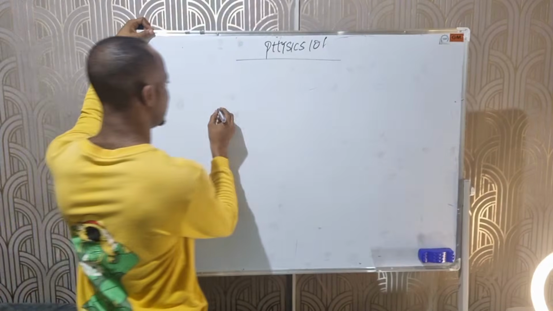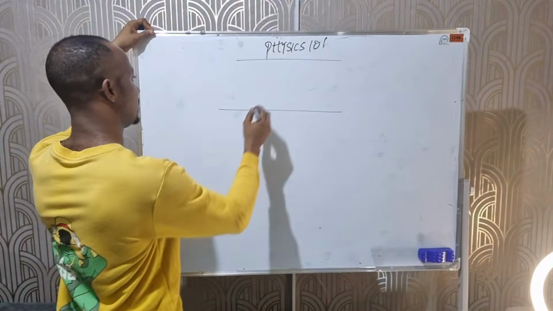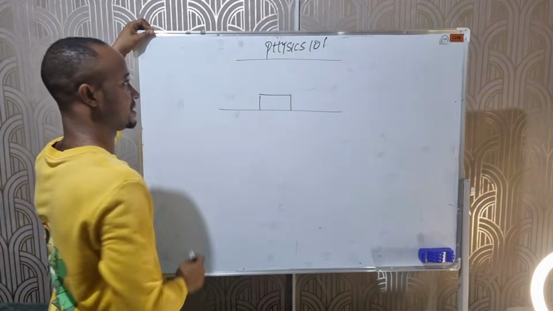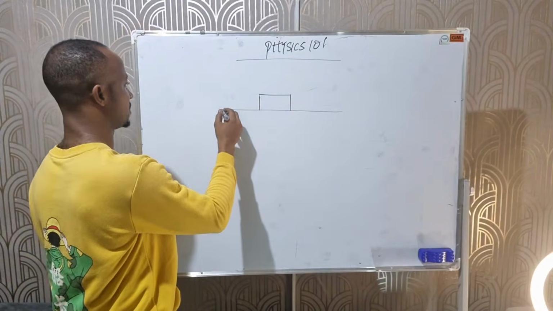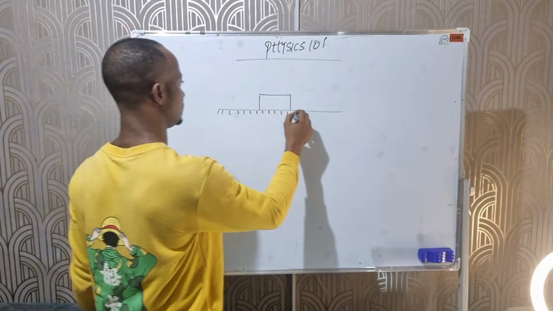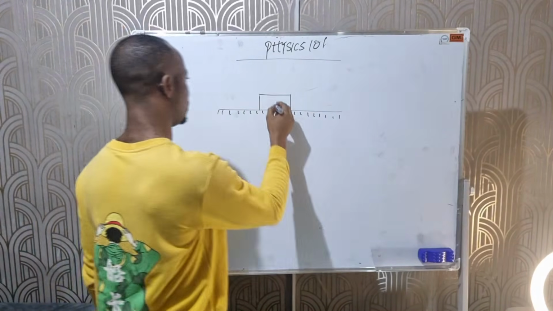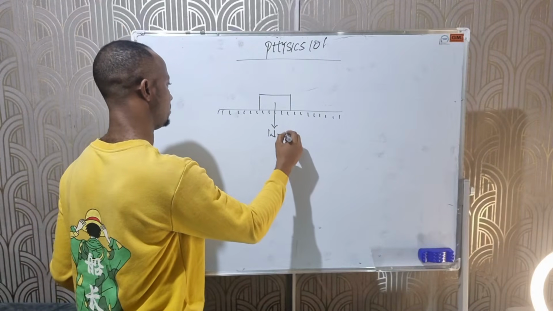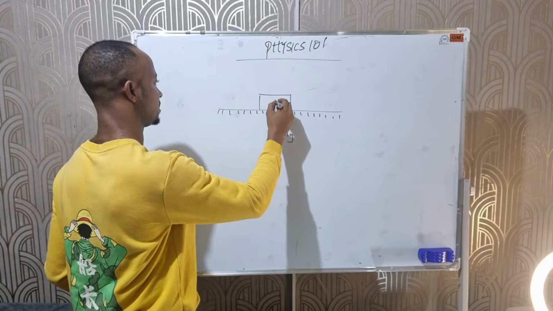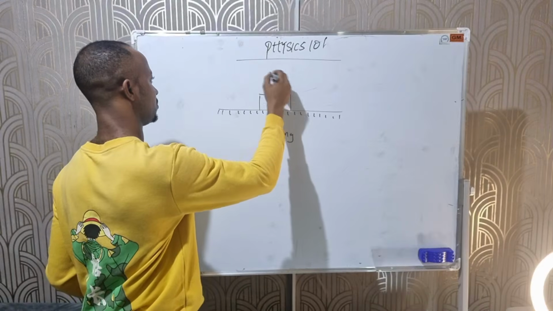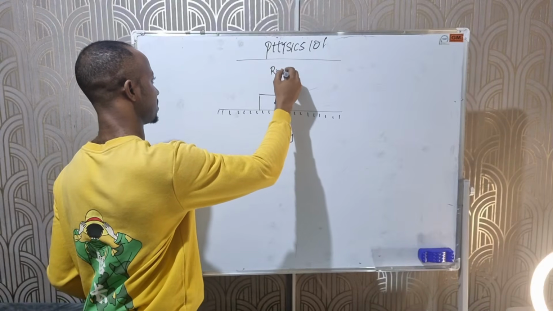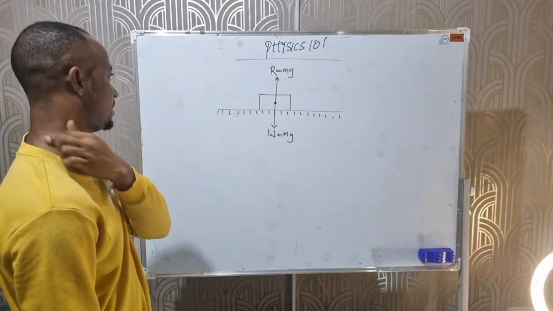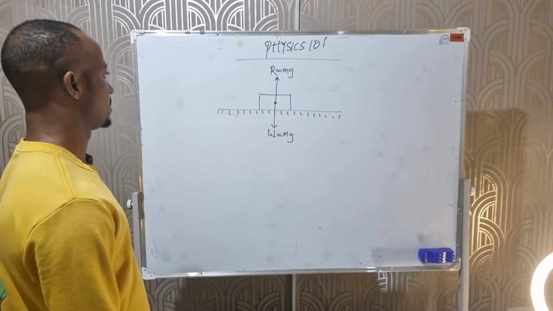Let's say we have a body here. Please pay attention. The body is kept on the surface. Don't forget that the weight of the body is always acting downward. The weight is mg. There's a force here always acting upward, which is the normal reaction, R equals mg. Are you there? Okay.